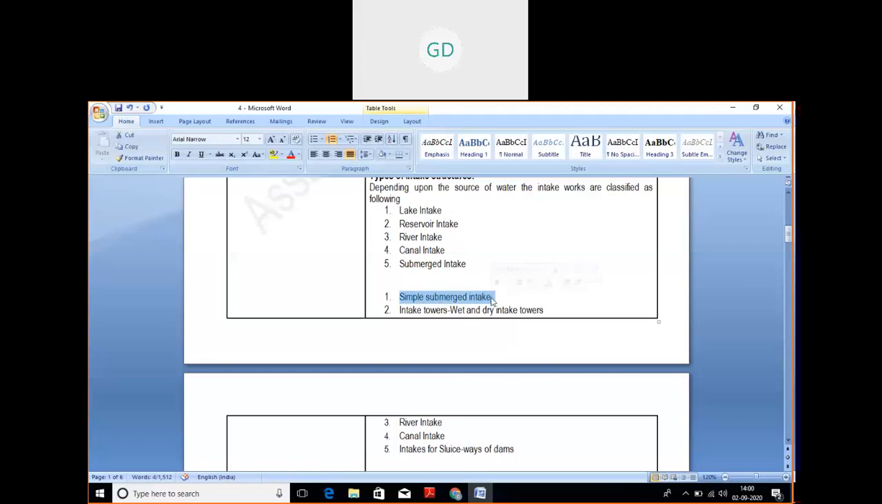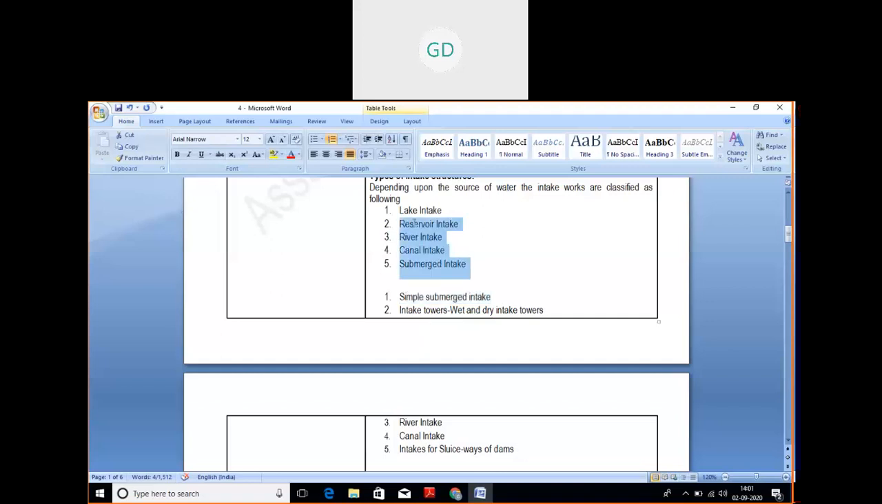If you have brought your book, then it's fine. Or if you have not brought your book, then you can search in Google. You draw the diagram and write the working principle or whatever you can say about this simple submerged intake. One type of intake I think you should know, so you write it down.